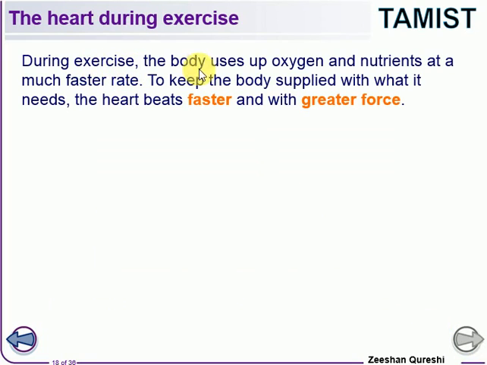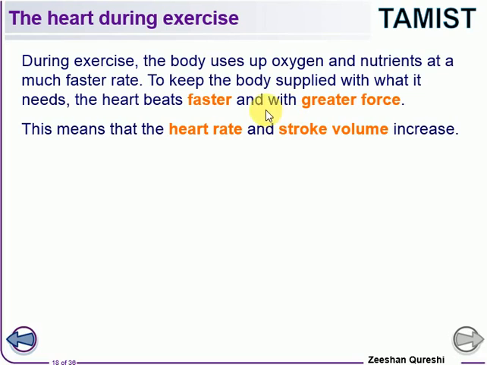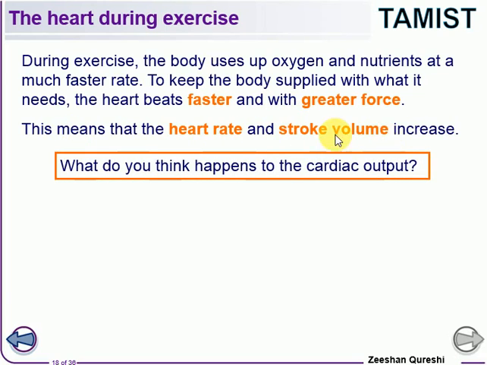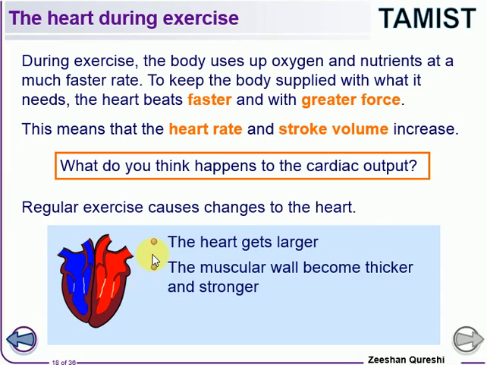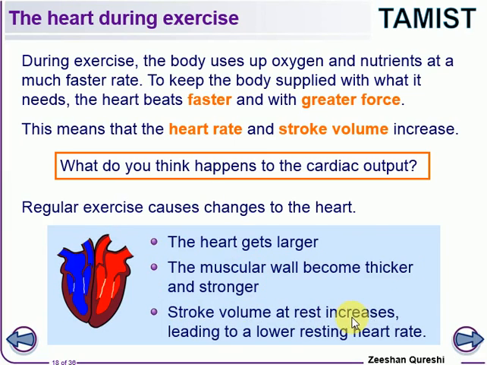During exercise, the body uses oxygen and nutrients at a much faster rate. To keep the body supplied with what it needs, the heart beats faster and with greater force. This means that the heart rate and stroke volume increase. What do you think happens to the cardiac output? Regular exercise causes changes to the heart. The heart gets larger in size. The muscular wall becomes thicker and stronger. The stroke volume at rest increases, leading to a lower resting heart rate.